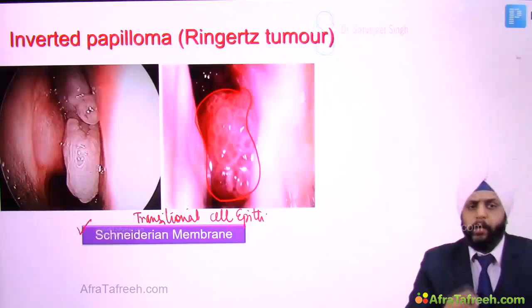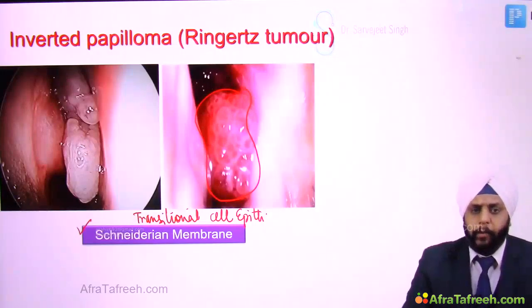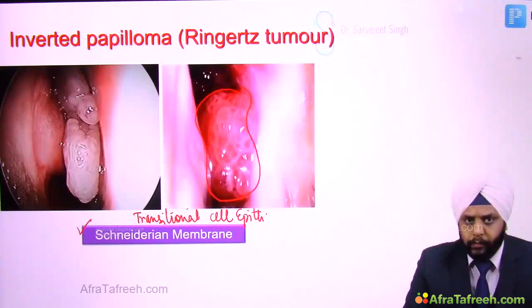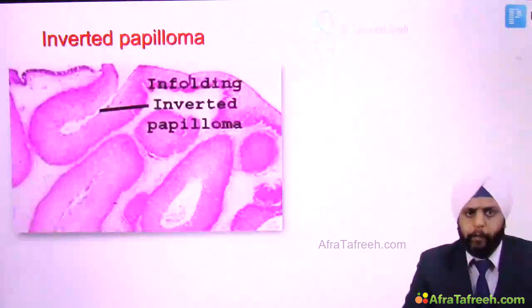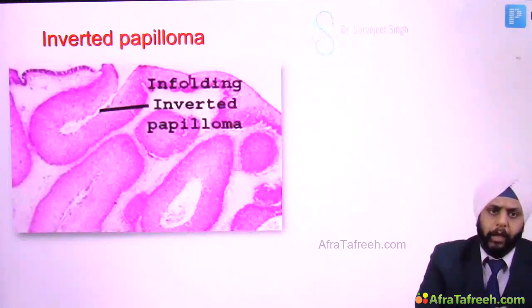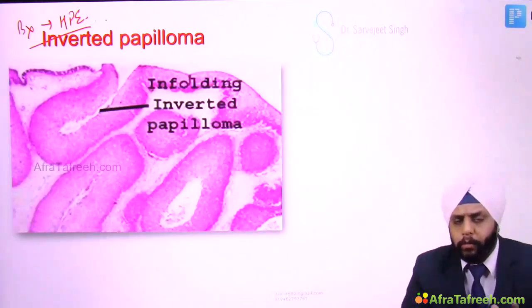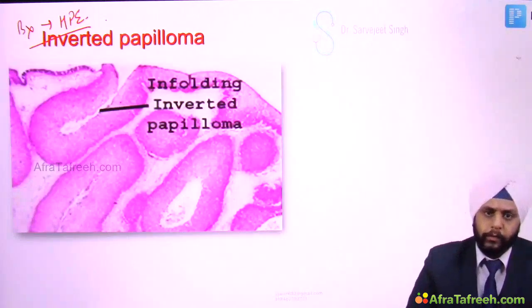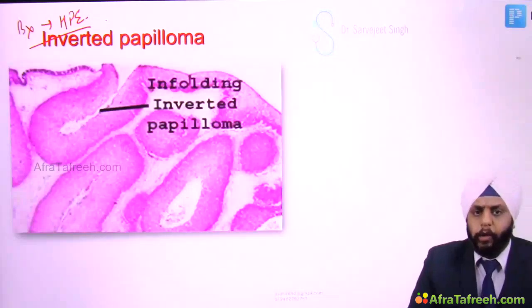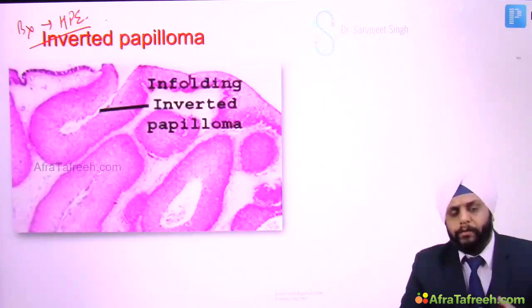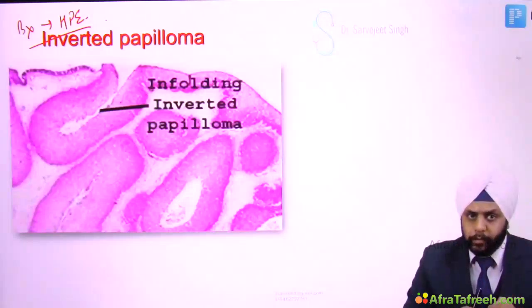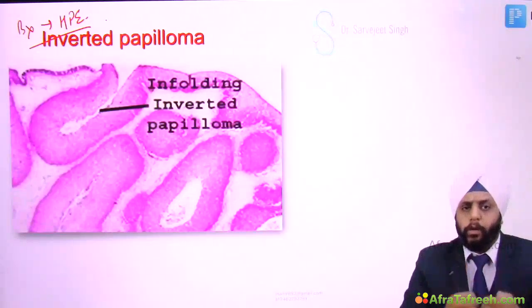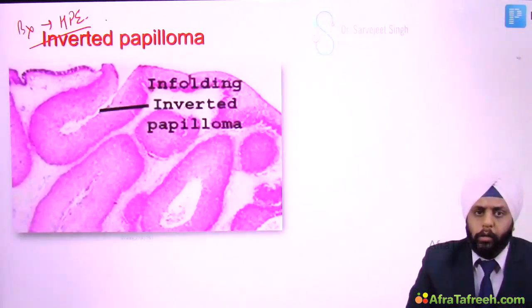Now how will you make a diagnosis that it is inverted papilloma and not just some simple polyp? You will take a biopsy. When you send this biopsy for histopathological examination, you will see that this polypoidal mass has papillomas, but instead of growing outward, these papillomas grow within their own stroma. That is why these papillomas are known as infolding or inverted papillomas.